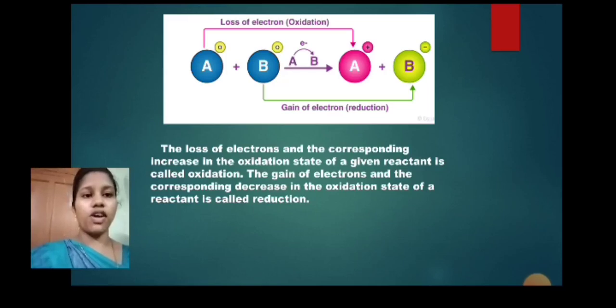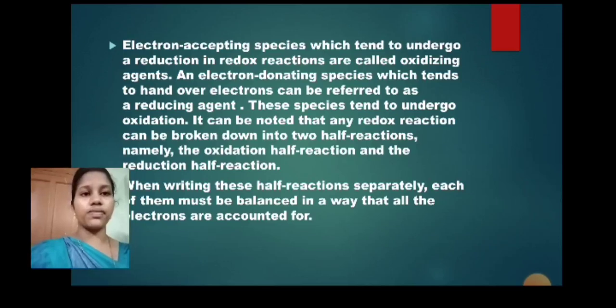The loss of electrons and the corresponding increase in the oxidation state of a given reactant is called oxidation. The gain of electrons and the corresponding decrease in the oxidation state is called reduction. Electron accepting species which tend to undergo a reduction in redox reaction are called oxidizing agents.